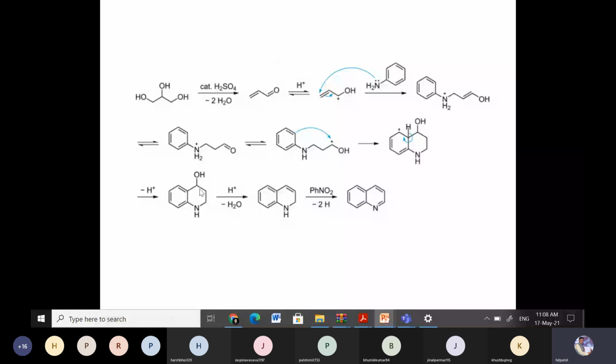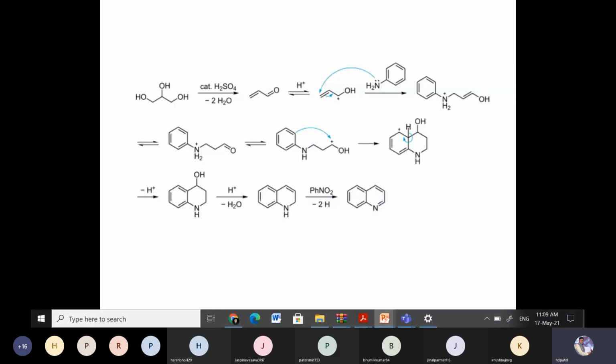Then after that, in this reaction one more chemical is required. Its name is iodine, which acts as an oxidizing agent. When we call it an oxidizing agent, here oxygen is not added but removal of hydrogen will take place, two hydrogens from this position, that is NH and CH2. Removal of hydrogen will take place and finally we will get the quinoline.